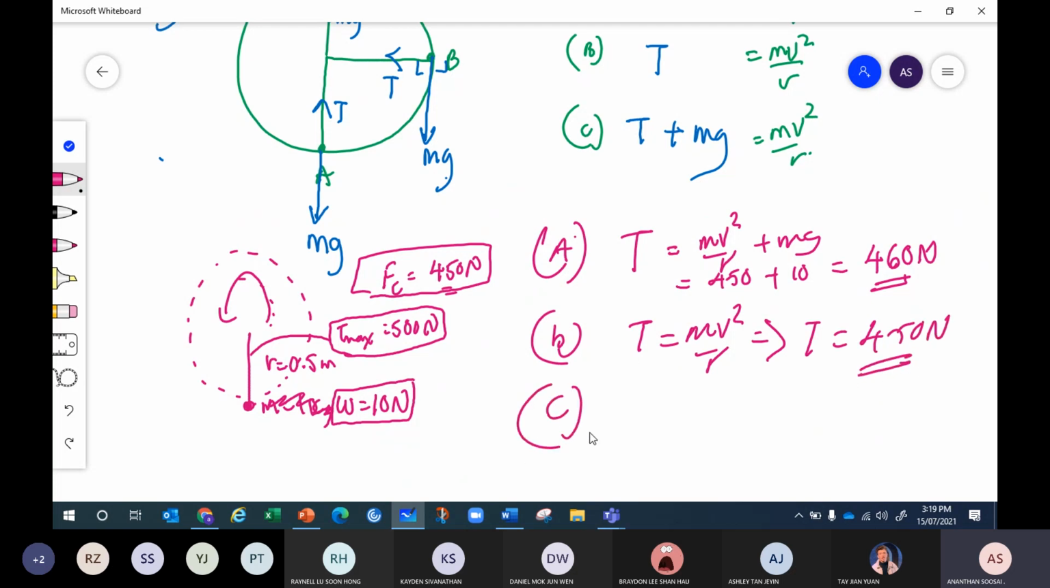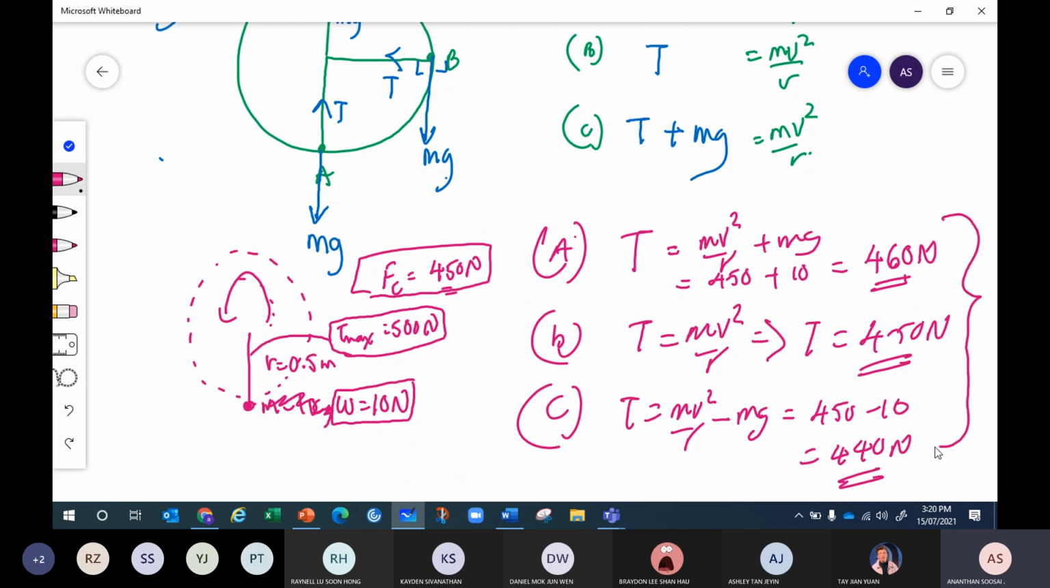So how about tension at C? You use the equation above for C. It's actually mv squared over r, bringing mg to the other side, minus mg. So the tension at C is found to be 450 minus 10, so it becomes 440 Newton.